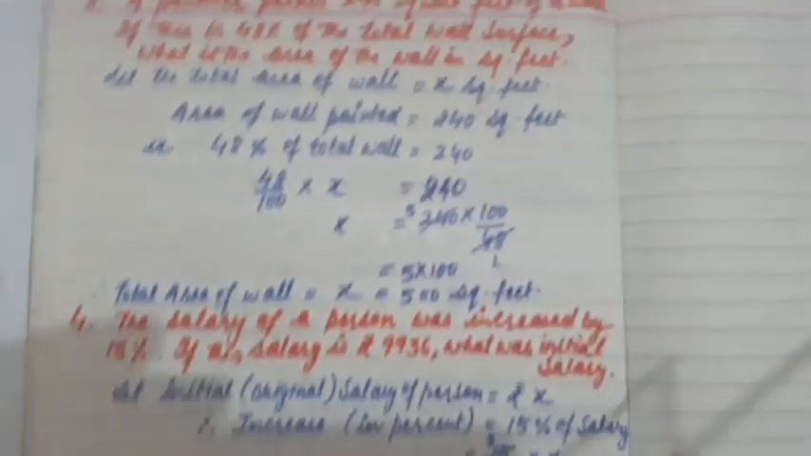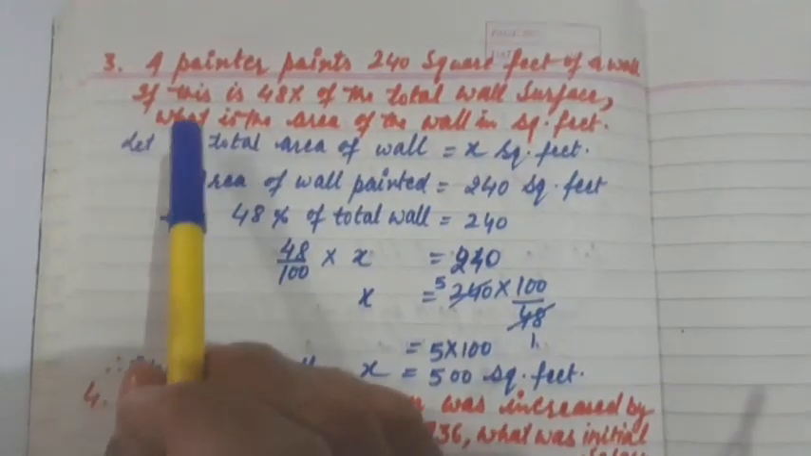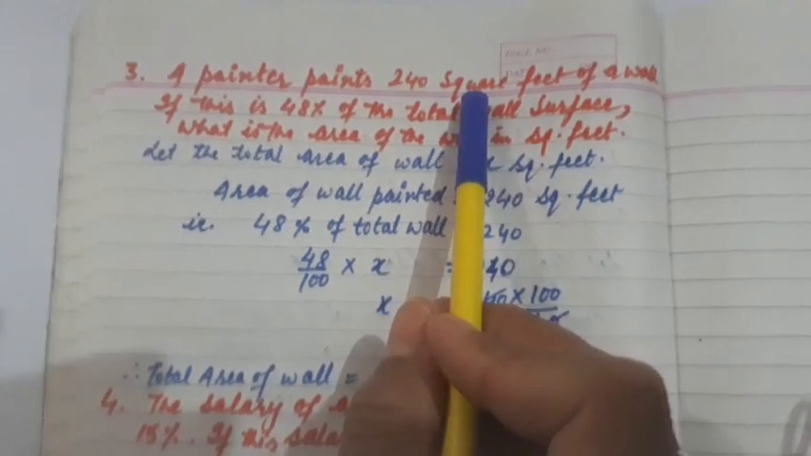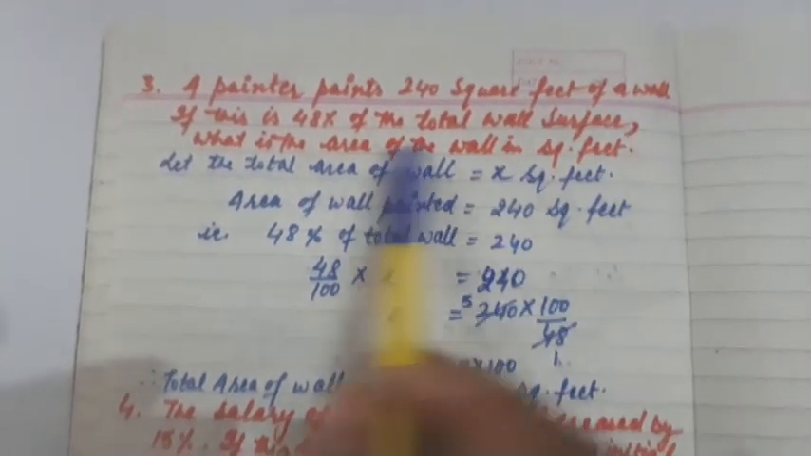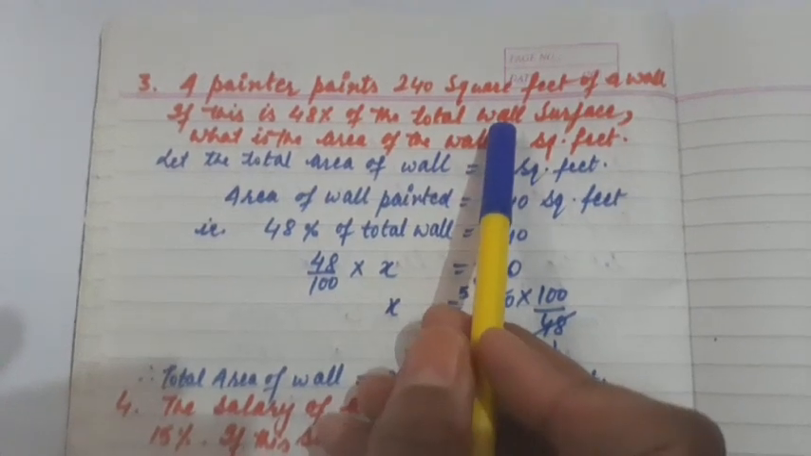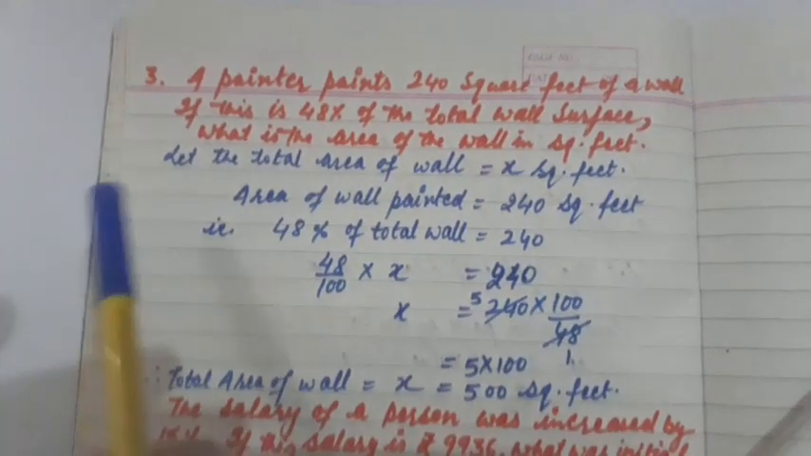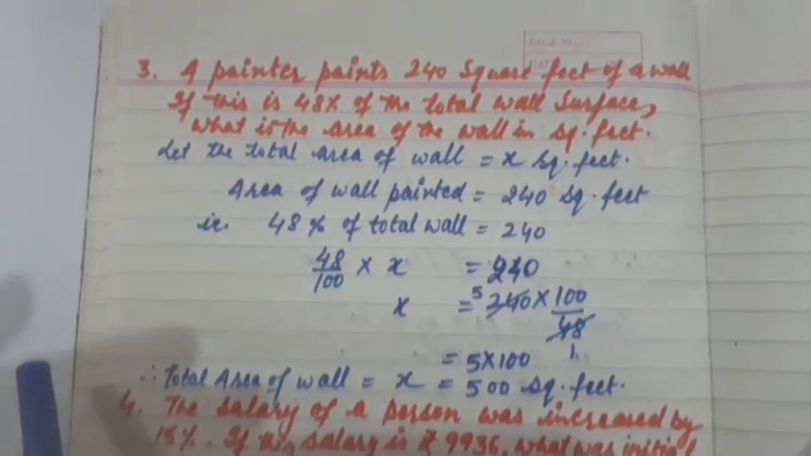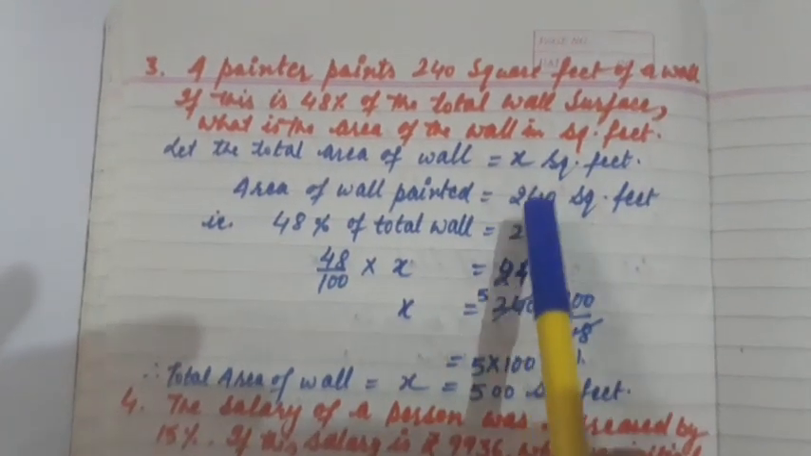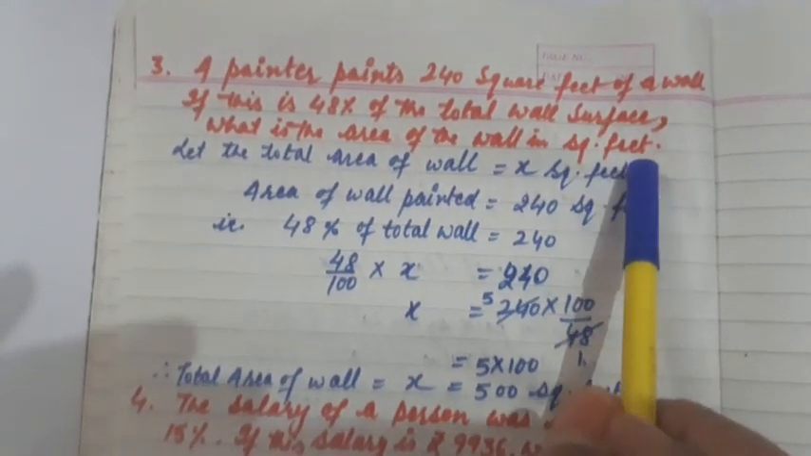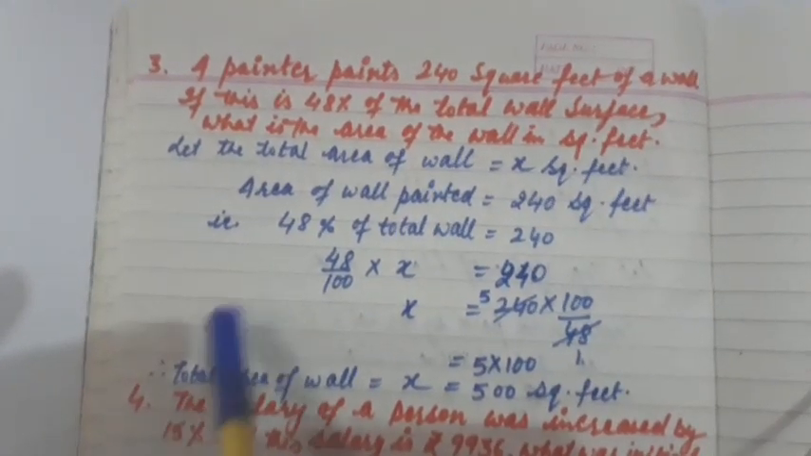The next one is there. A painter paints 240 square feet of a wall if this is 48% of the total wall surface. What is the area of the wall in square feet? In this question we have to find the area of the wall in square feet.